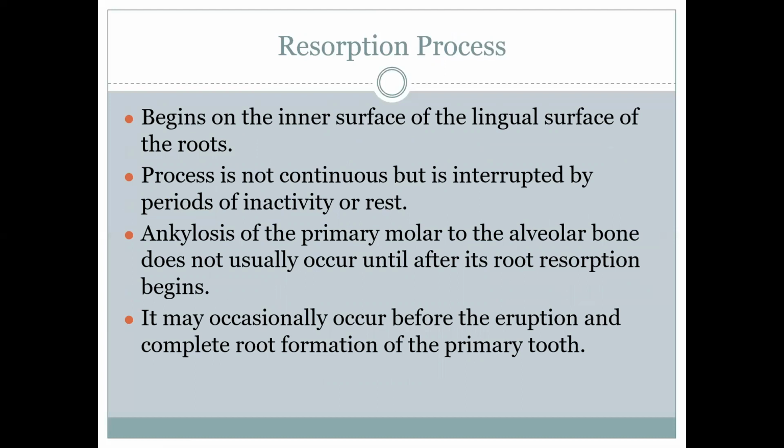So let's talk a bit about the resorption process. The resorption process of a tooth root begins on the inner surface of the lingual surface of the root. The process is not continuous, but is interrupted by periods of inactivity or rest. Ankylosis of the primary molar to alveolar bone does not usually occur until after its root resorption begins. It may occasionally occur before the eruption and complete root formation of the primary tooth.